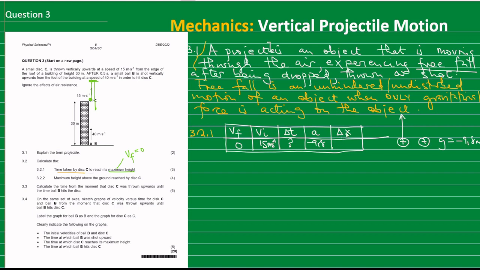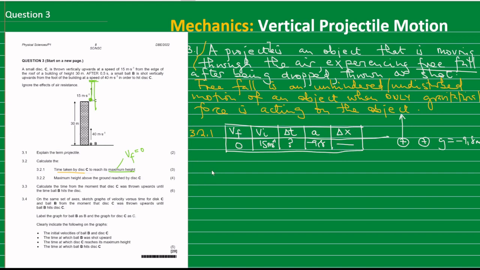The displacement: we are not given how high it went from the initial position to the maximum position here. So displacement is not given. You can put it as a dash or an x, which means whatever equation of motion we are going to choose, it must be an equation that does not have displacement.